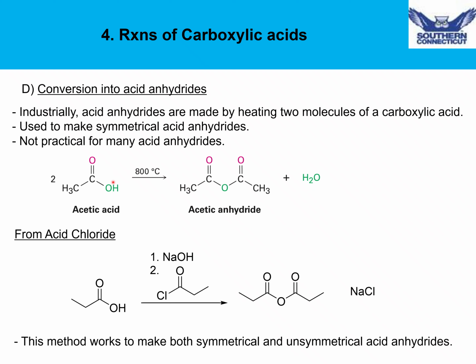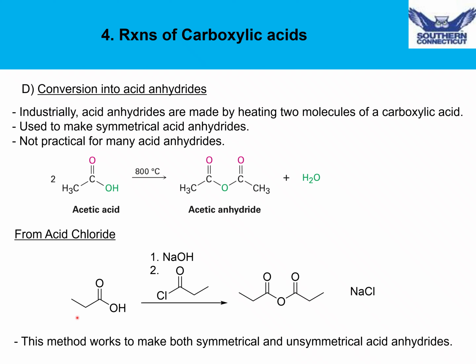Also, note that this reaction where we heat two molecules of a carboxylic acid always produces a symmetrical anhydride. So if you wanted an unsymmetrical anhydride, you have to use a different method. So an alternative method to make anhydrides is from an acid chloride.